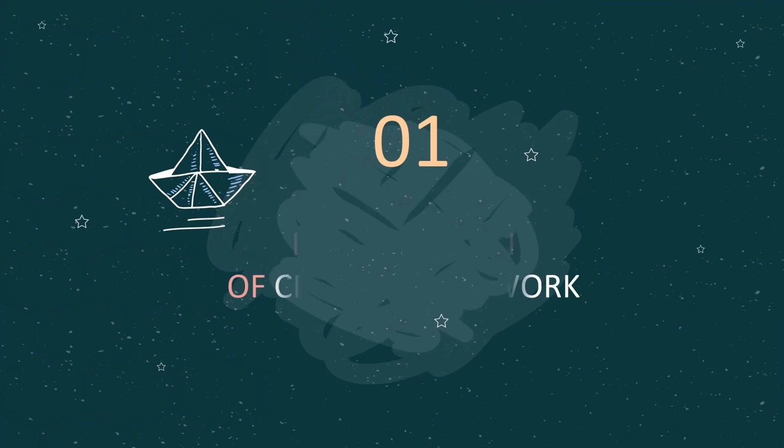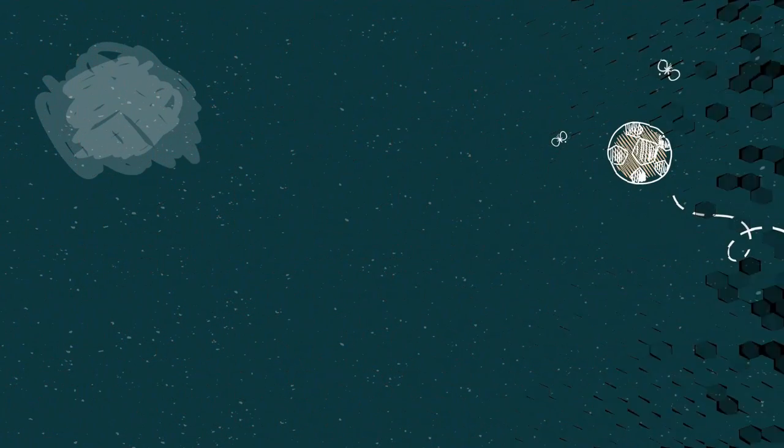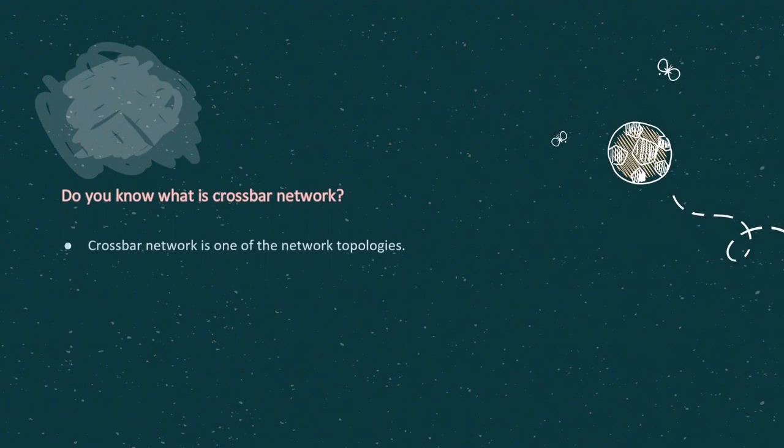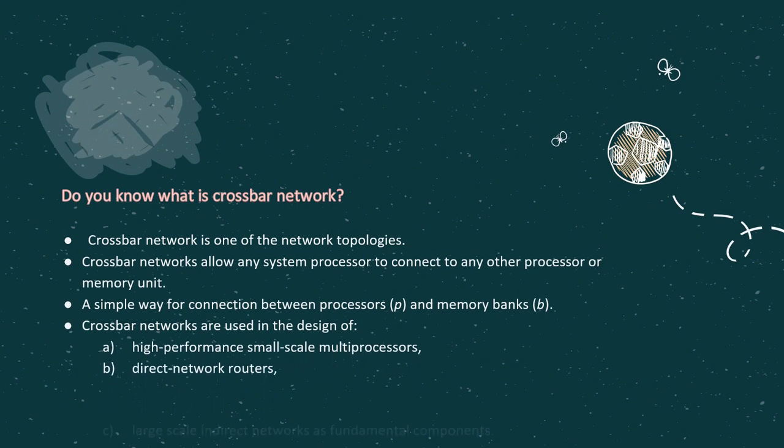Without any further ado, let's jump to the introduction of the crossbar network. Crossbar network is one of the network topologies. Crossbar networks allow any system processor to connect to any other processor or memory unit so that many processors can communicate without conflict at the same time. As long as the input and output ports requests are free, a new connection can be established at any time.